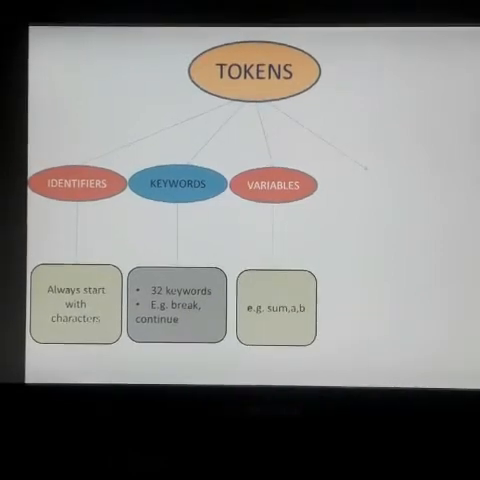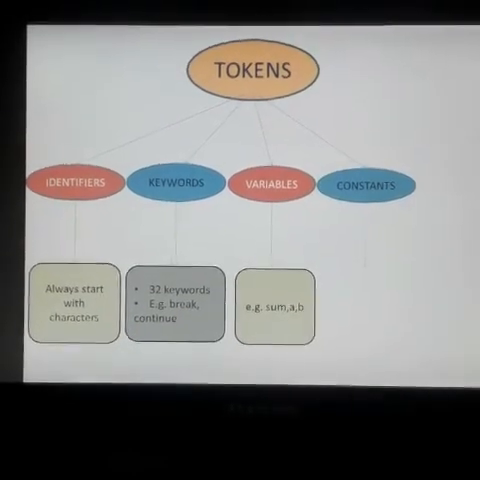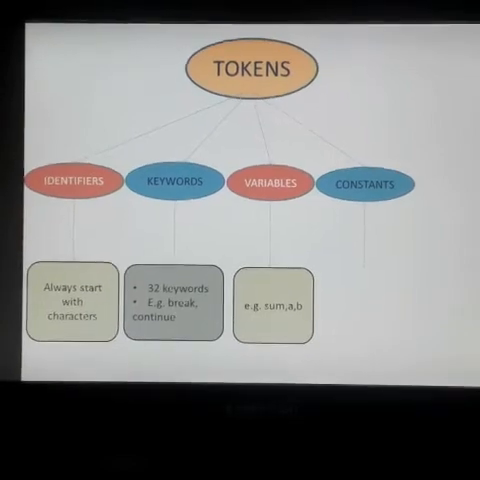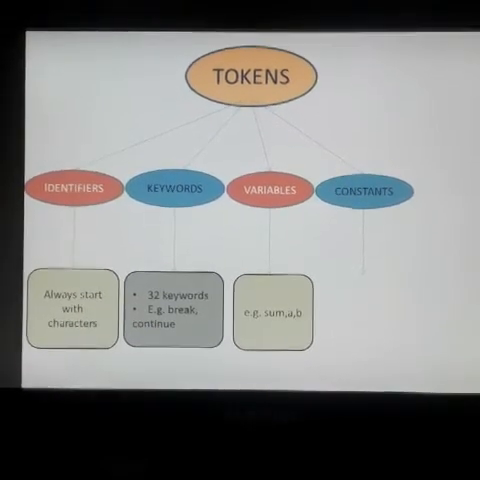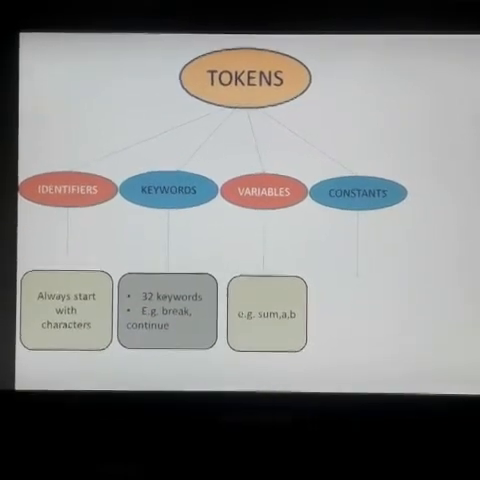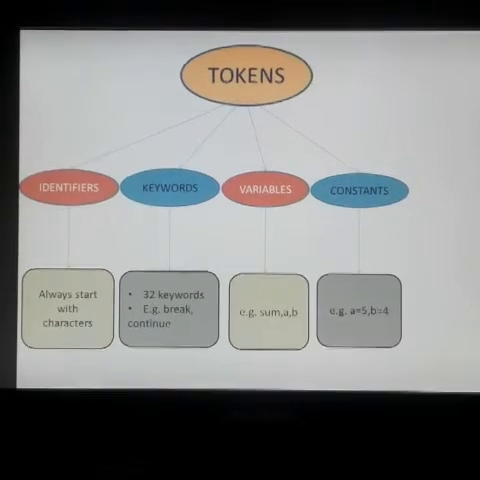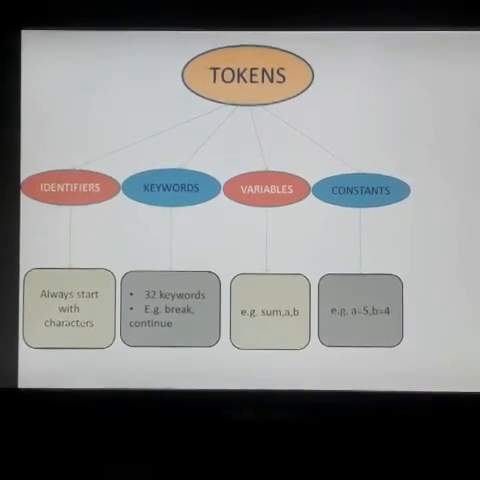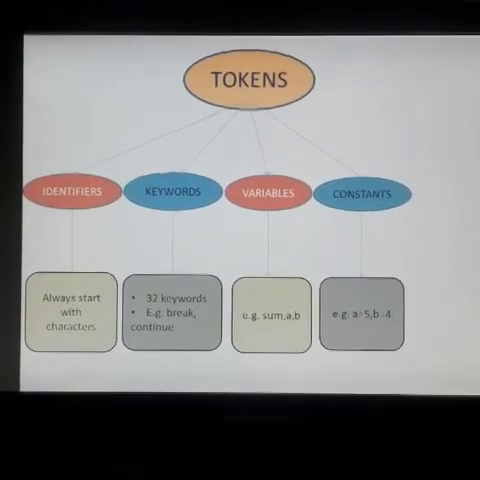The fourth one is constants. A constant is a value or quantity that does not change even while the program is running. So we can define constants as the quantity or value that doesn't change during the program execution. For example, when we assign a value 5 to variable A and 4 to variable B.